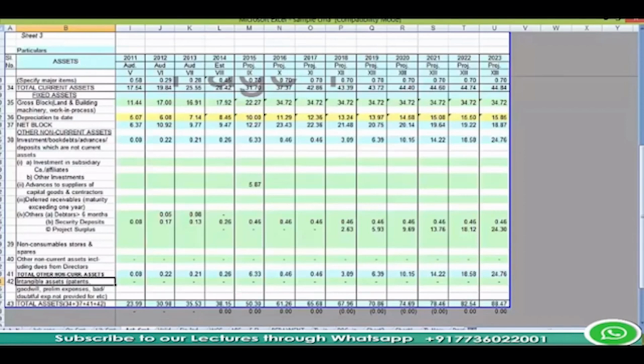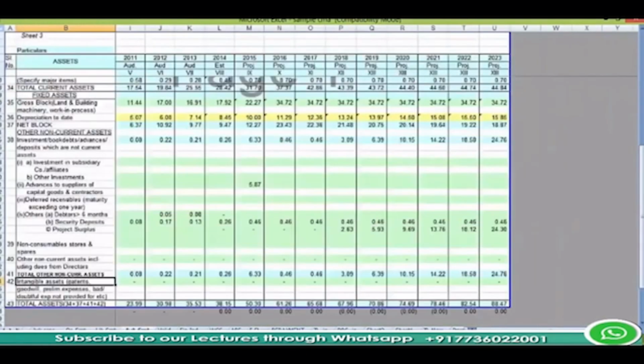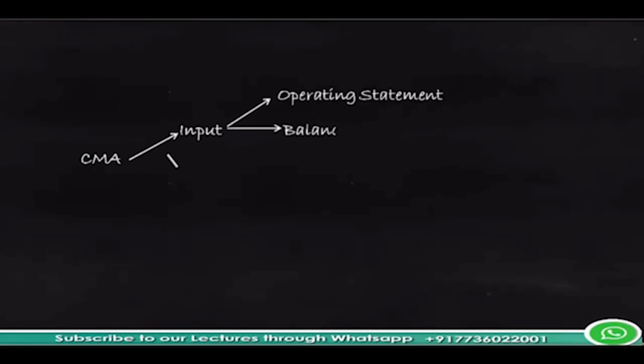So out of these various sheets, only these 3 sheets are input sheets. If we feed data into these three sheets, there will be outputs in many other sheets. So by now you would have understood that in CMA, input has to be given from two statements. One is the operating statement and the other one is the balance sheet. Balance sheet means basically the asset statement and liability statement. But if this input is given, then that CMA would give various outputs.